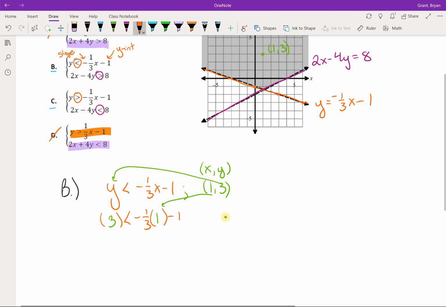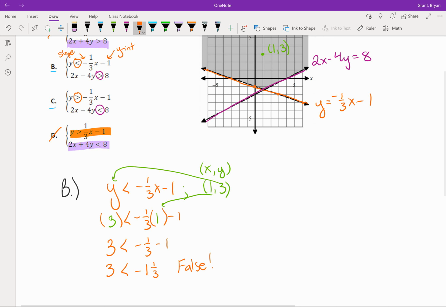Let's do a little math here. This is saying, is 3 going to be less than, we have to do a little multiplication, -1/3 times 1 is -1/3. And then this subtraction isn't bad. If you're at -1 and you subtract a third, now you're at -1 and 1/3. They're saying, is 3 smaller than a negative number? And you should all be saying, no, 3 can't be smaller than a negative. So I tried 1 comma 3, and when I simplified everything down, I got a statement that was false. It says 3 is less than a negative.